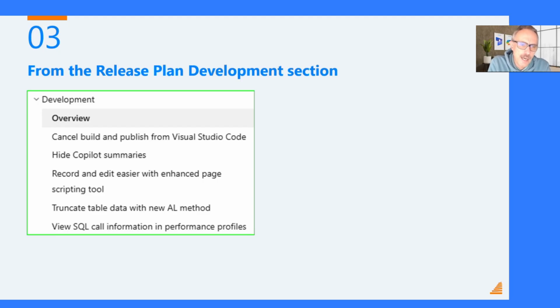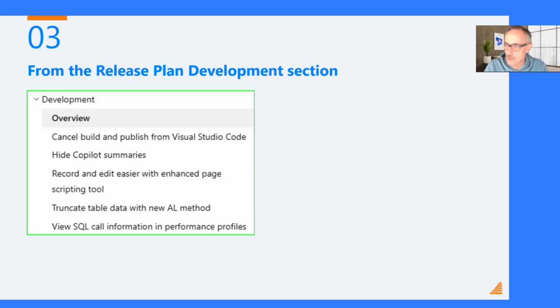The second one is hide Copilot summaries. Bernie already mentioned that there's summaries now available in all kinds of pages in Business Central, but maybe you do not want to show these for everyone or never, whatever. And you can hide these by AL code.